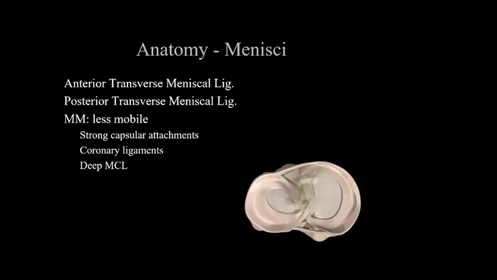There are ligamentous attachments between the medial and lateral menisci. We have the anterior transverse ligament, or the anterior transmeniscal ligament, and the posterior transverse ligament. And these are very important not to be confused with a displaced meniscal fragment. We will see a few examples later during this talk.